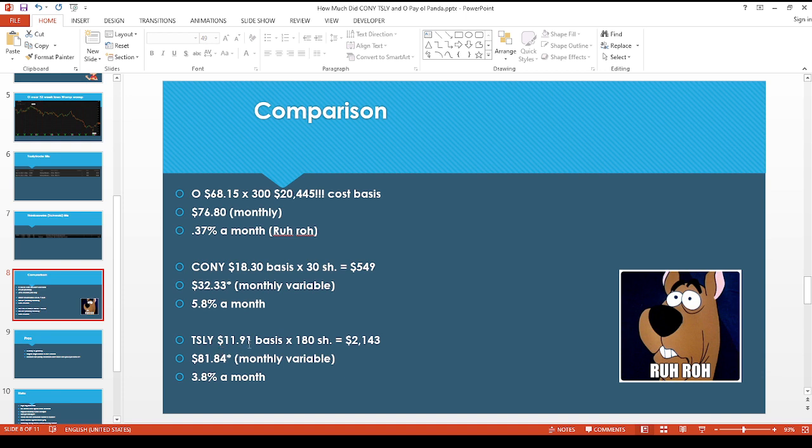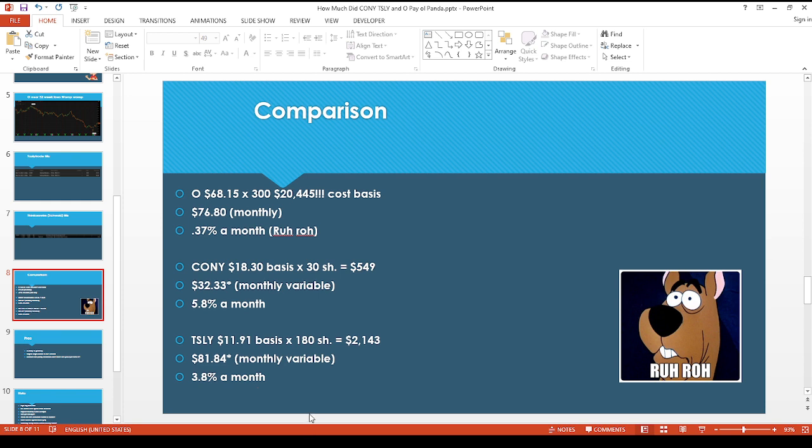I've been able to time my purchases where I'm kind of chipping away at the cost basis. So right now it's about $11.91 for 180 shares, and that cost me a little bit over $2,000. But just look at that, $81.84, and this is a newer stock ETF for me, and already, even with only 180 shares, I'm outperforming one of the better monthly dividend paying stocks. It's kind of ridiculous when you compare it that way.